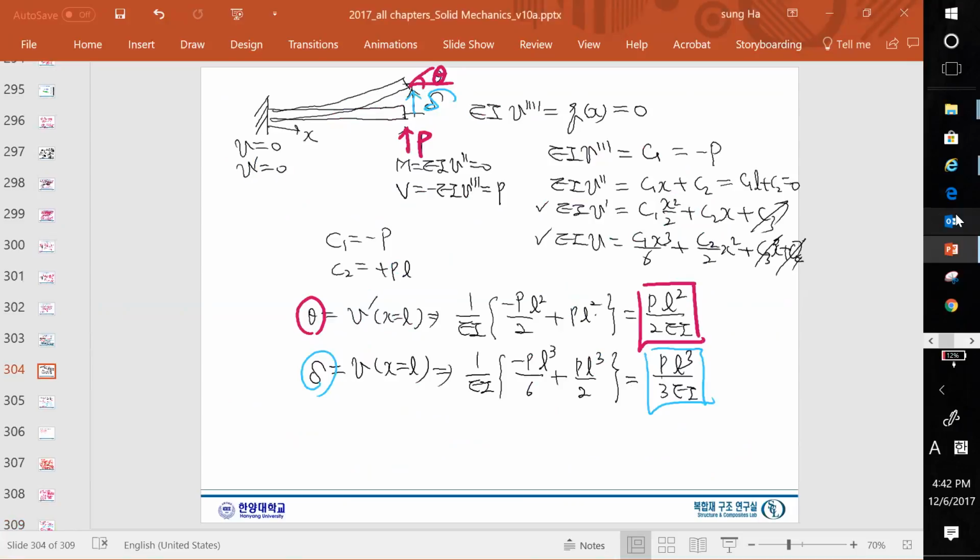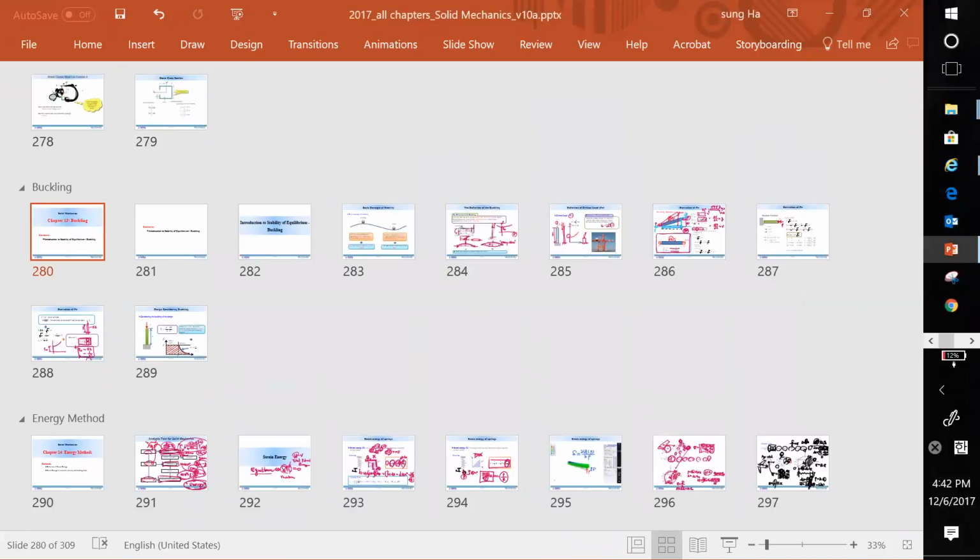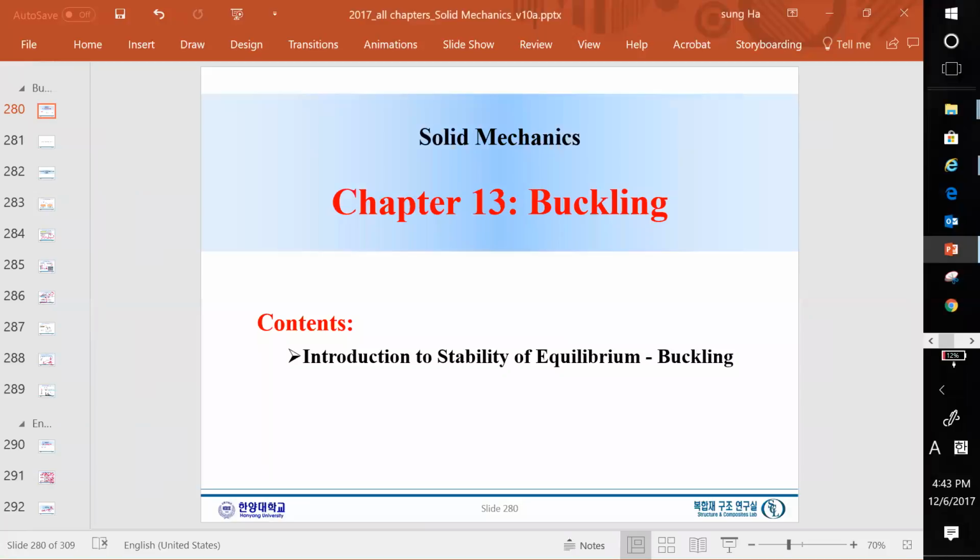Now I'd like to go back to buckling problems. Okay, in here, buckling, I just explained the typical behavior of buckling when it happens. Well, simply, buckling happens in structures where a compressive load is present.